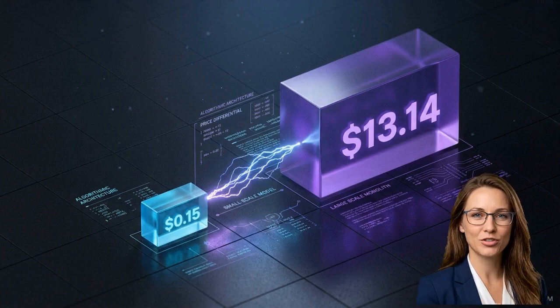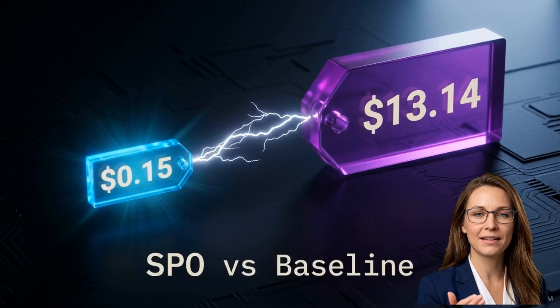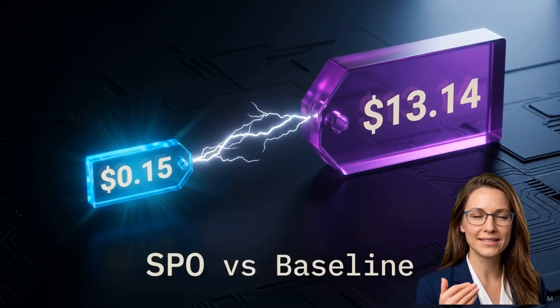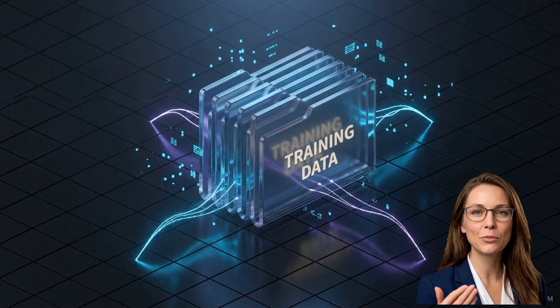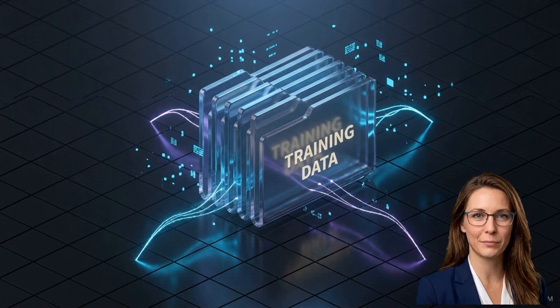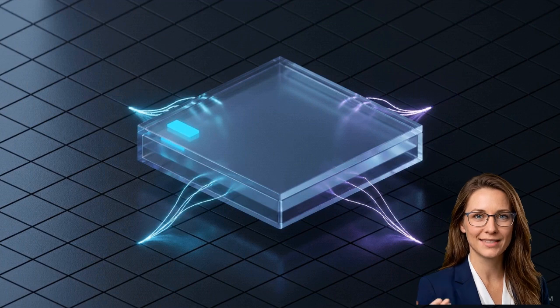A prompt optimizer just dropped that costs 15 cents to run, beating a baseline that costs $13 for the exact same task. This performance was achieved with zero labeled training data. There were no answer keys and no predefined validation metrics to score the model's attempts.